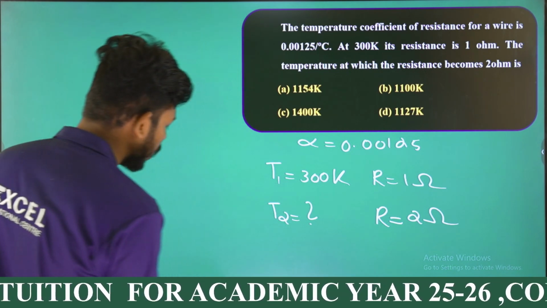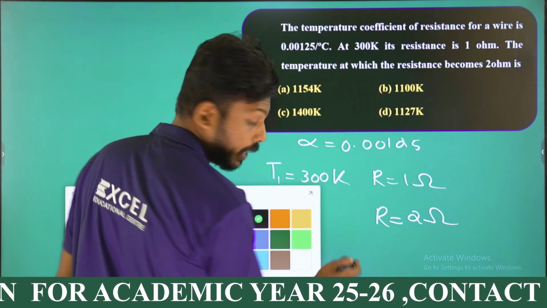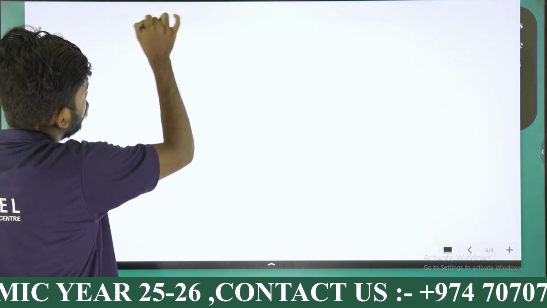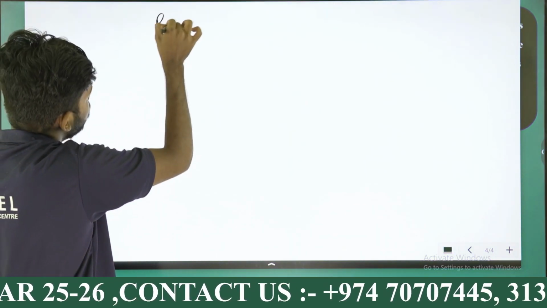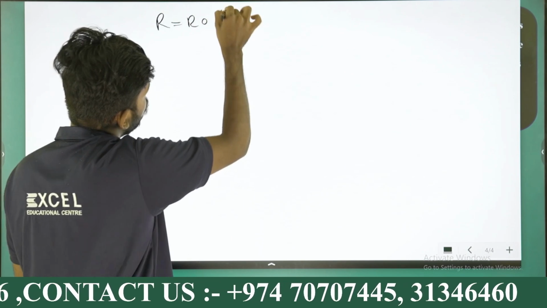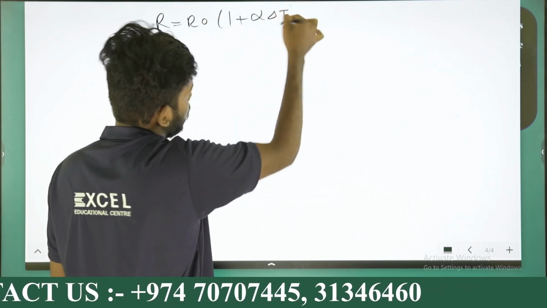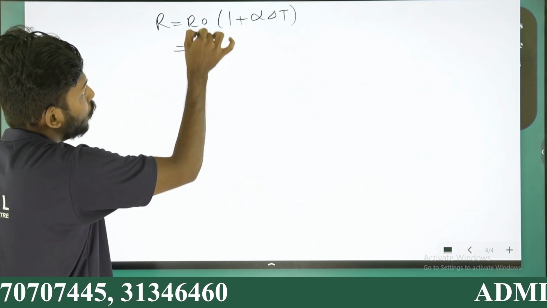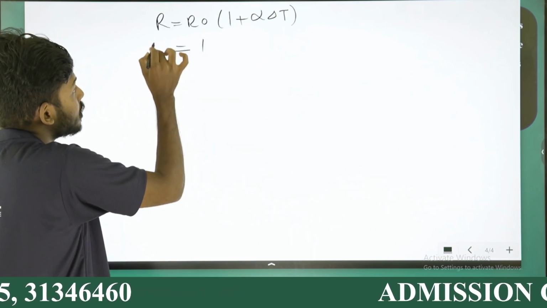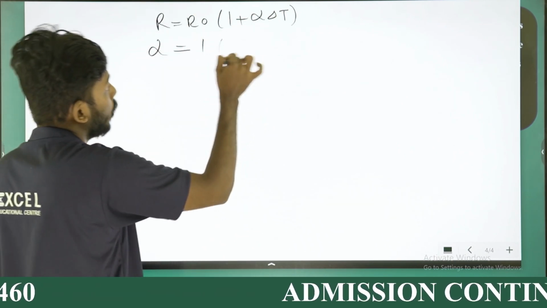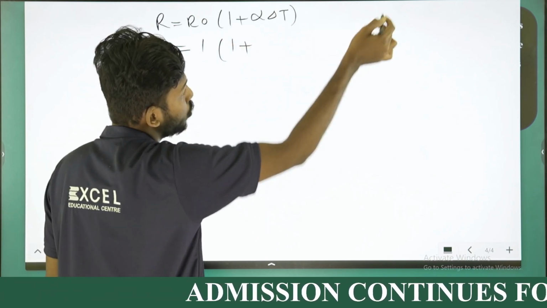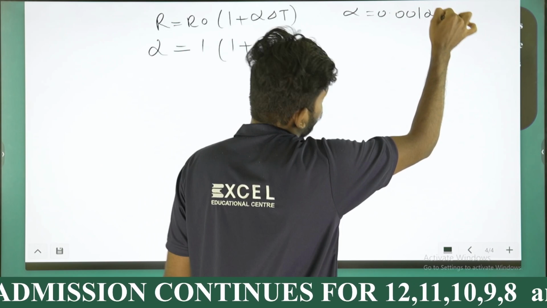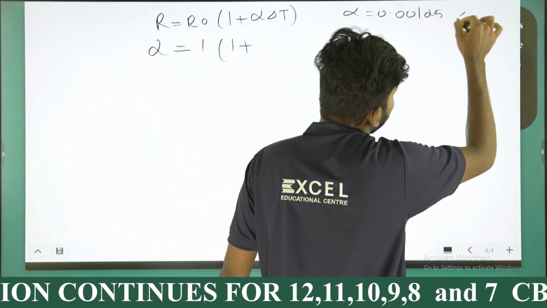What is the equation? Okay, we can go to the equation. The equation says that R is equal to R0 into 1 plus alpha T. So it's a direct equation. In this equation, the old resistance, or the first resistance, is 1. The new resistance that we need is 2, equal to 1 into 1 plus alpha into delta T. The value of alpha is 0.00125. That's given.